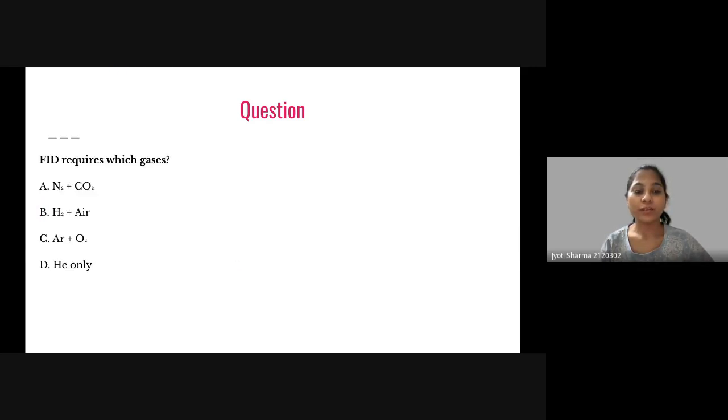FID requires which gases? N2 plus CO2, H2 plus air, argon plus oxygen, or helium only. We need the flame, right? And how can we get the flame? We need to burn our sample, right? So we require some gas for that. So what will be the gas for this flame ionization?